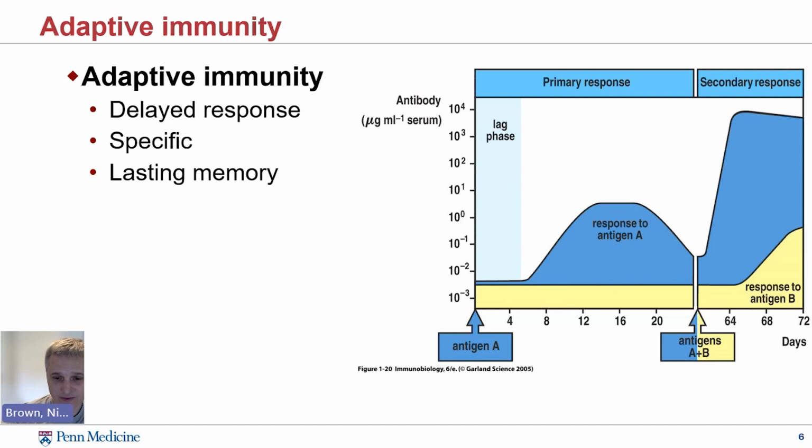However, if you see a different pathogen, let's say a different COVID virus, then you will have a brand new response to that, and that would be antigen B, right? So that's the whole idea of a specific response. It's only specific for one pathogen, but not another. And then you have this lasting memory that can come back very quickly to protect you so you don't get the same infection again.